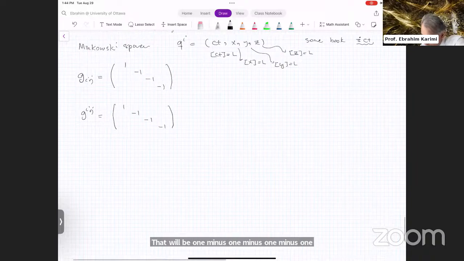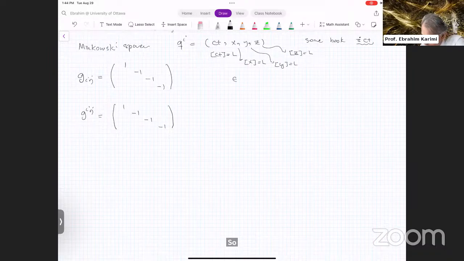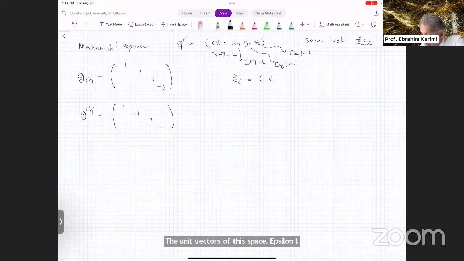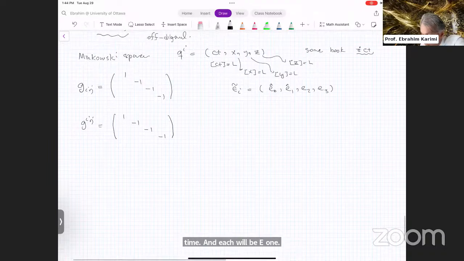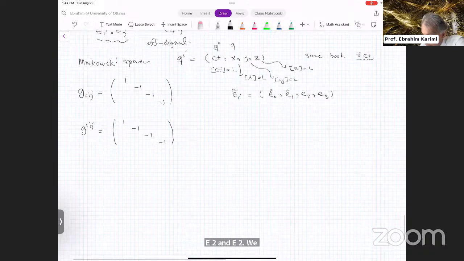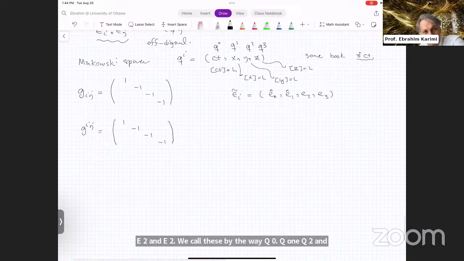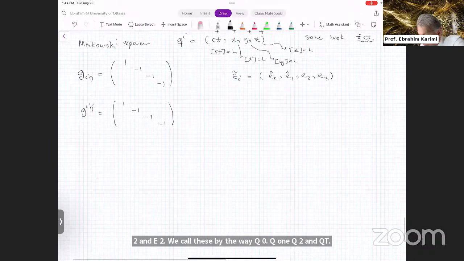The unit vectors of this space, epsilon i, are given by E0, which is a unit vector along the increasing time, and then E1, E2, and E3. We call these, by the way, Q0, Q1, Q2, and Q3. These are the four vectors essentially that we are dealing with.